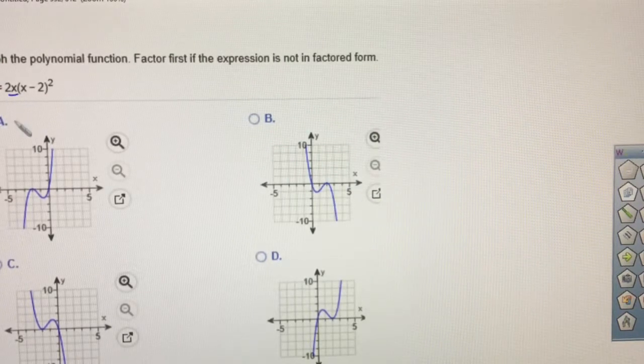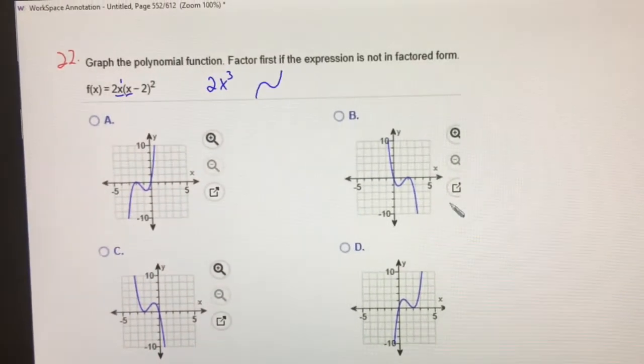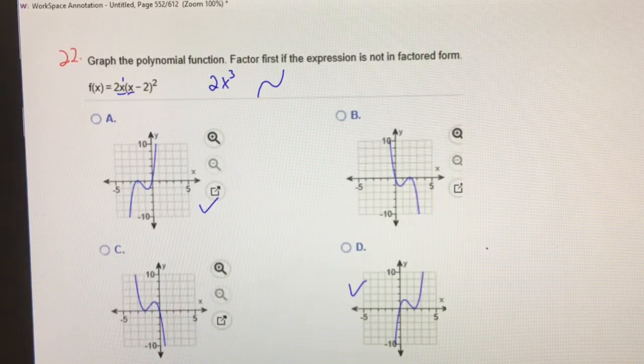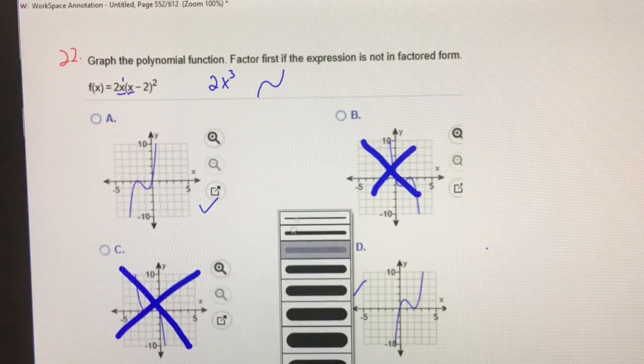Notice it's a positive out front, and that's an x to the first, and that's an x to the second. So it's basically going to be a skinny 2x cubed. X cubed is down on the left, up on the right. That's going to give me either choice A or choice D. It cannot be C because that's the wrong end behavior. Now I'm going to inspect the zeros.